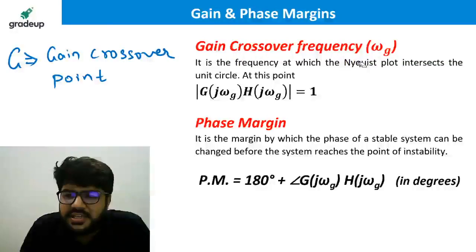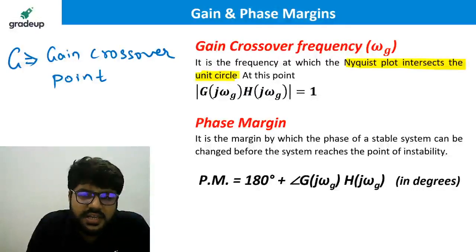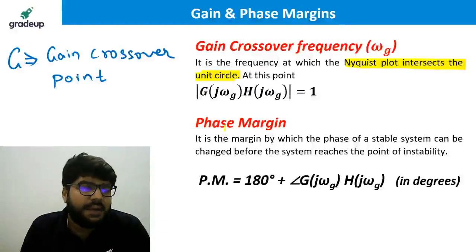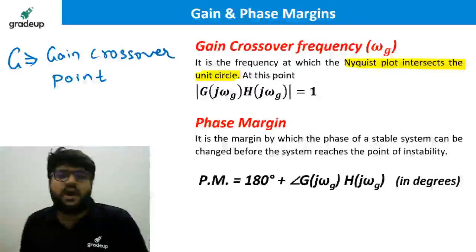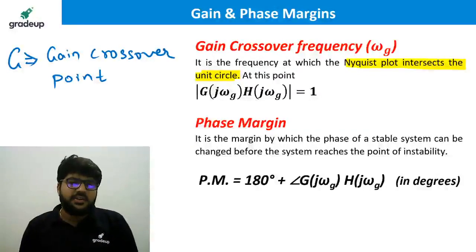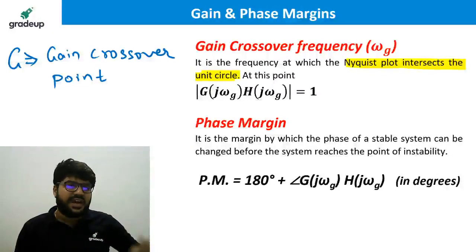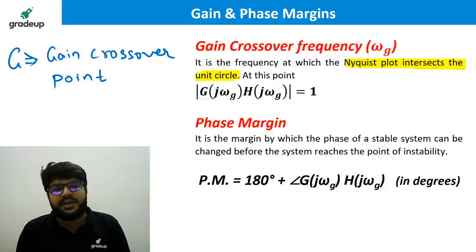The frequency at which the Nyquist plot intersects the unit circle is known as the gain crossover frequency. Now, how will you calculate this frequency in the formula? This was the graphical analysis for understanding of the concept. How will you calculate it in the formula?